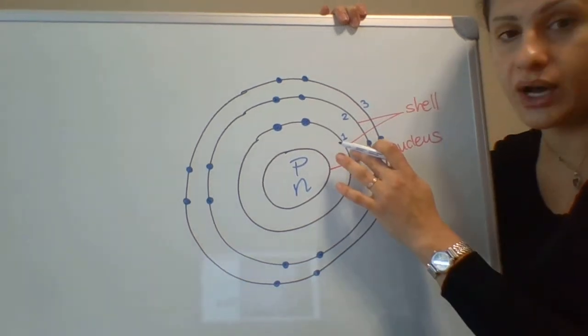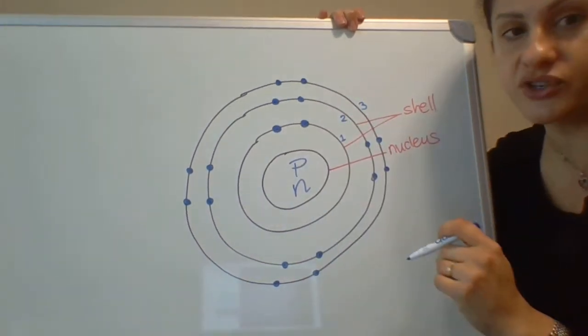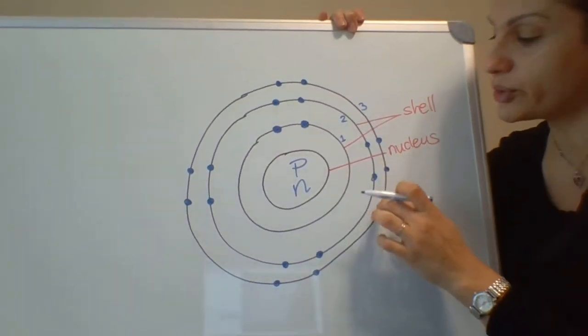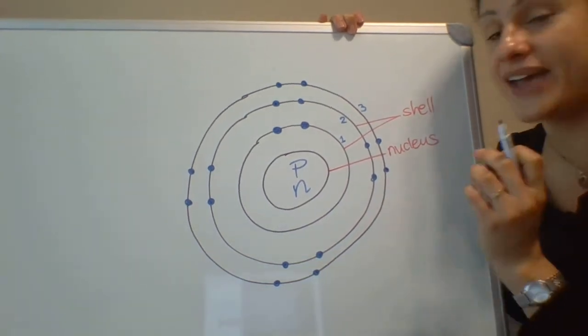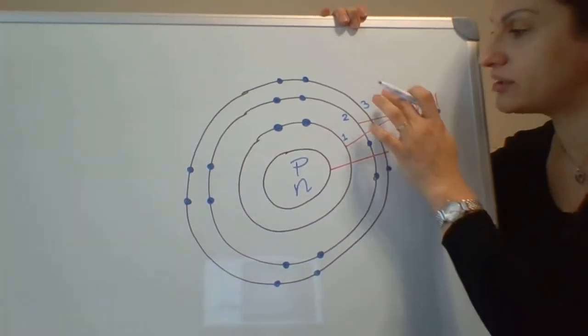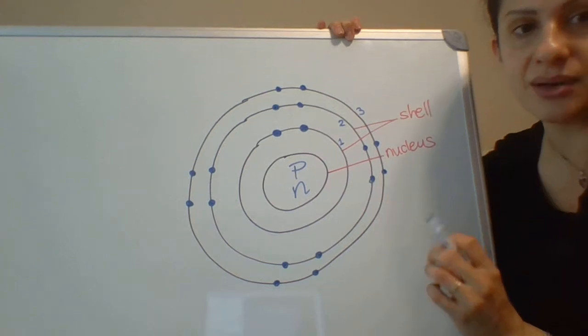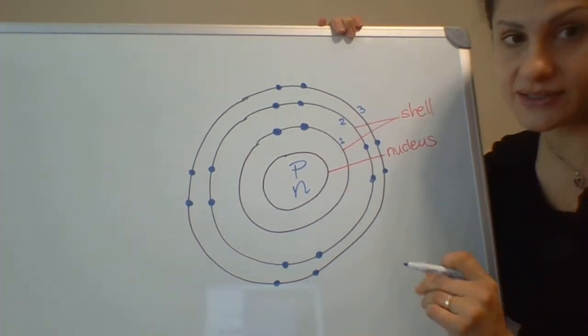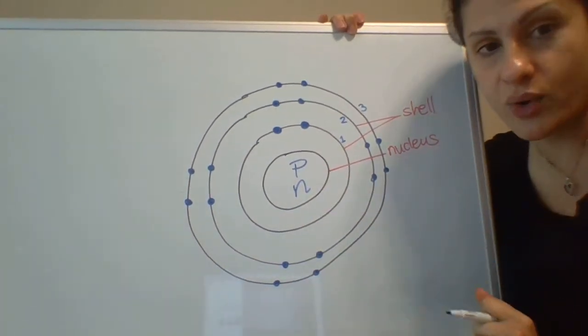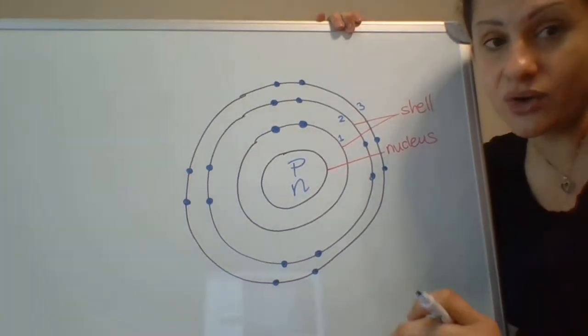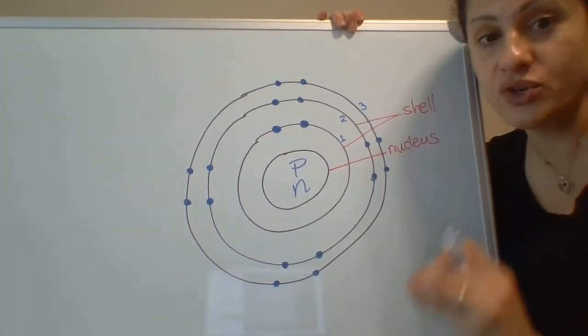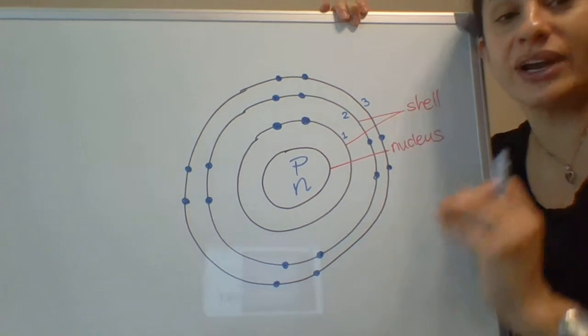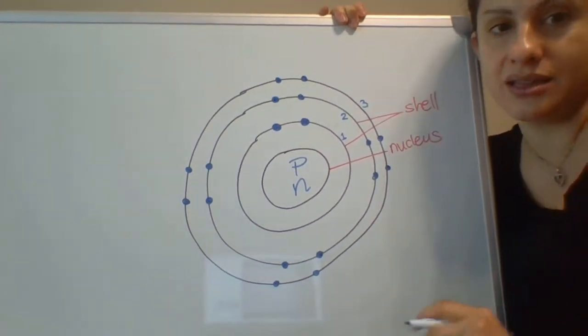That shell number 1 can only have a maximum of 2 electrons. Shell number 2 can have a maximum of 8 electrons. And shell number 3 can have a maximum of 8 electrons. Those are the rules regarding Bohr-Rutherford, and in the next video, we're going to be talking about how do we draw the Bohr-Rutherford for a specific element in the periodic table.